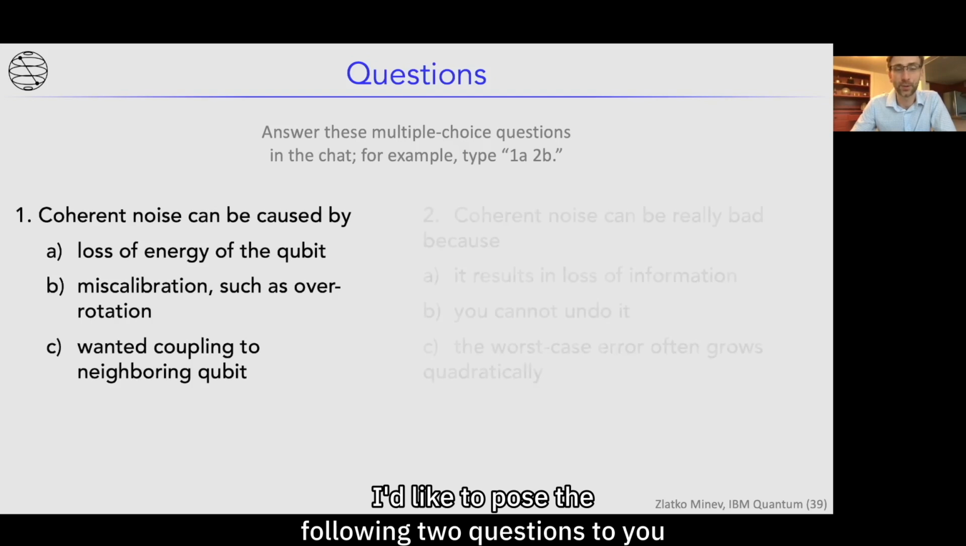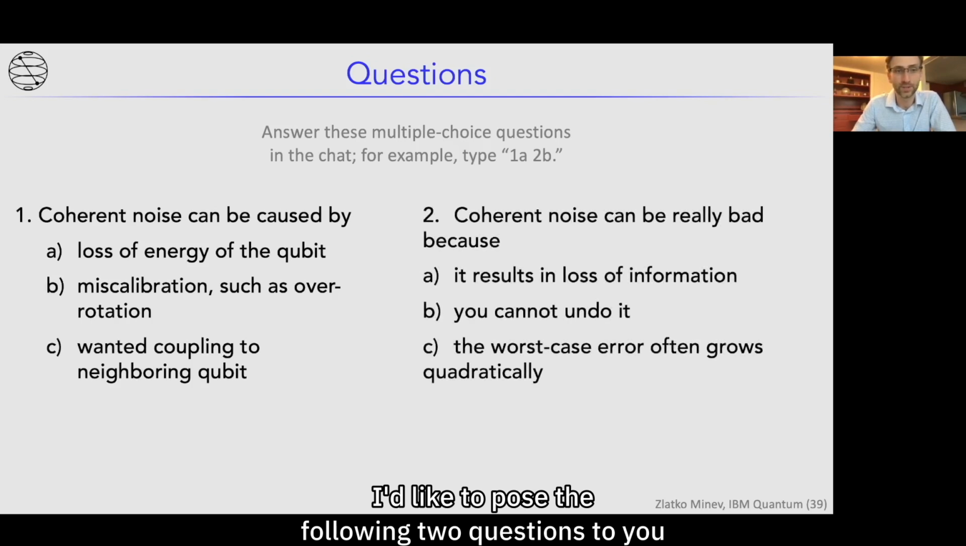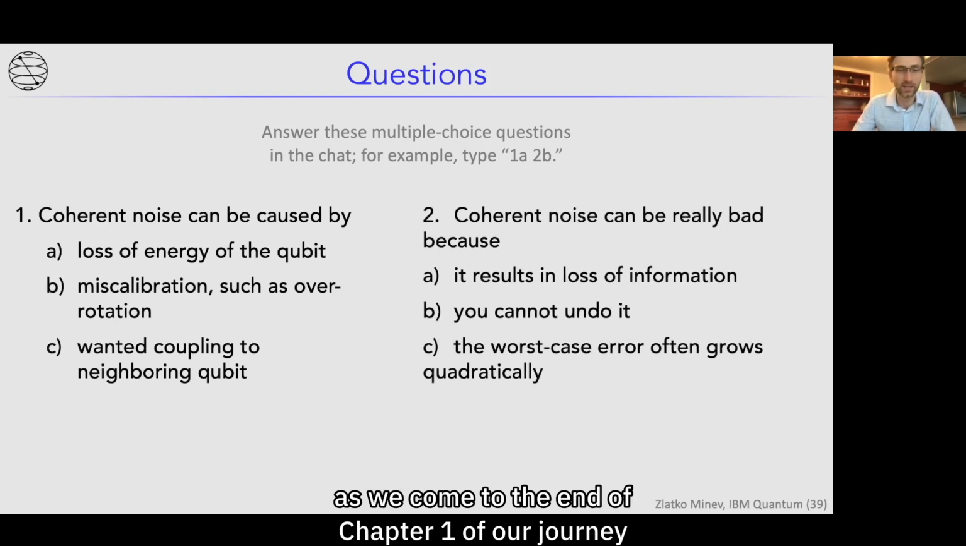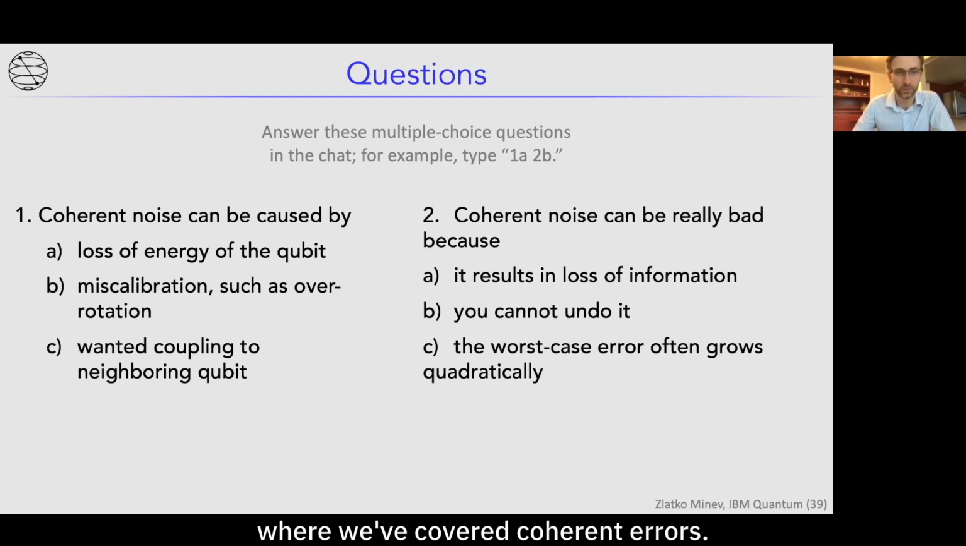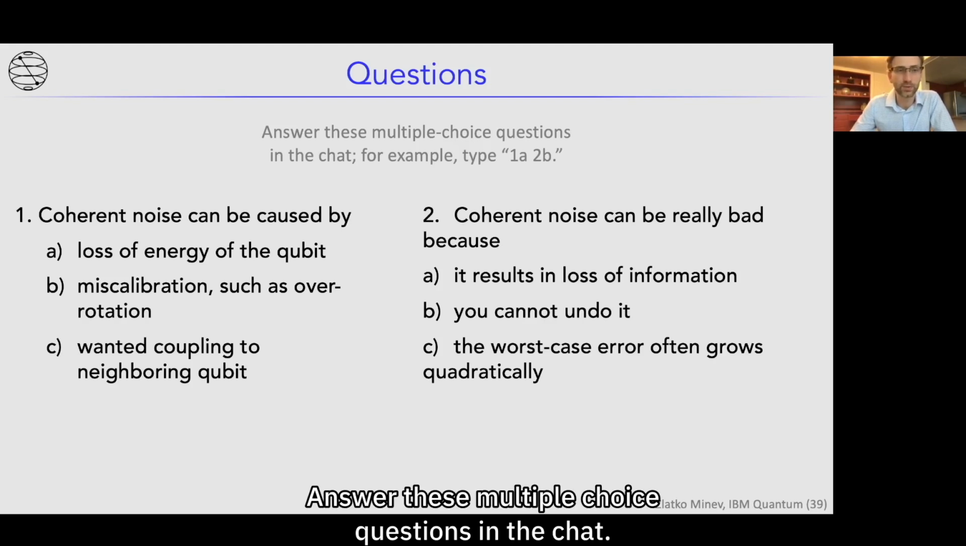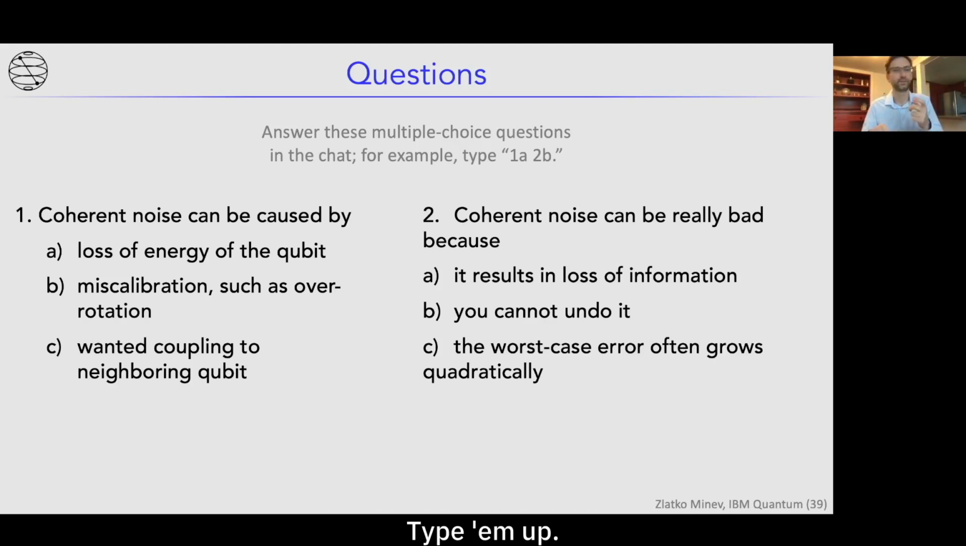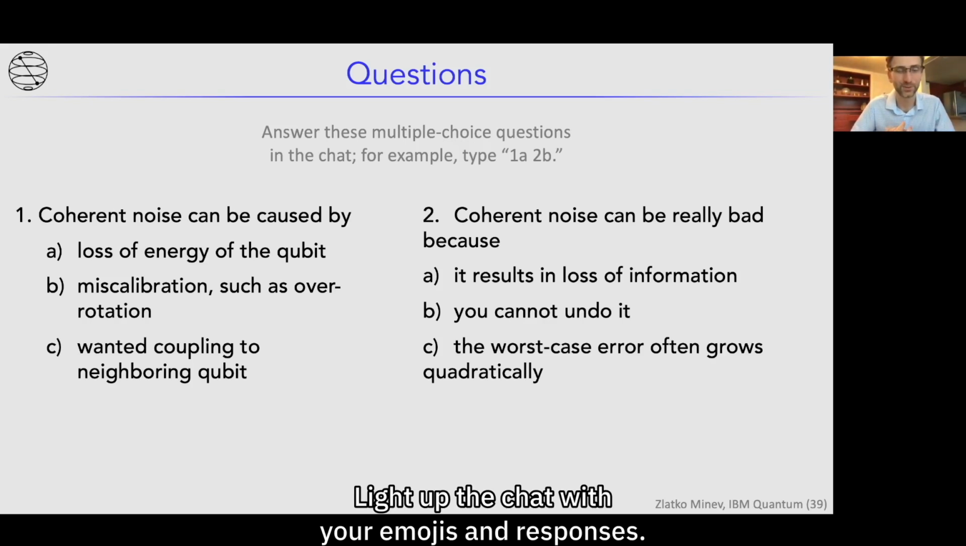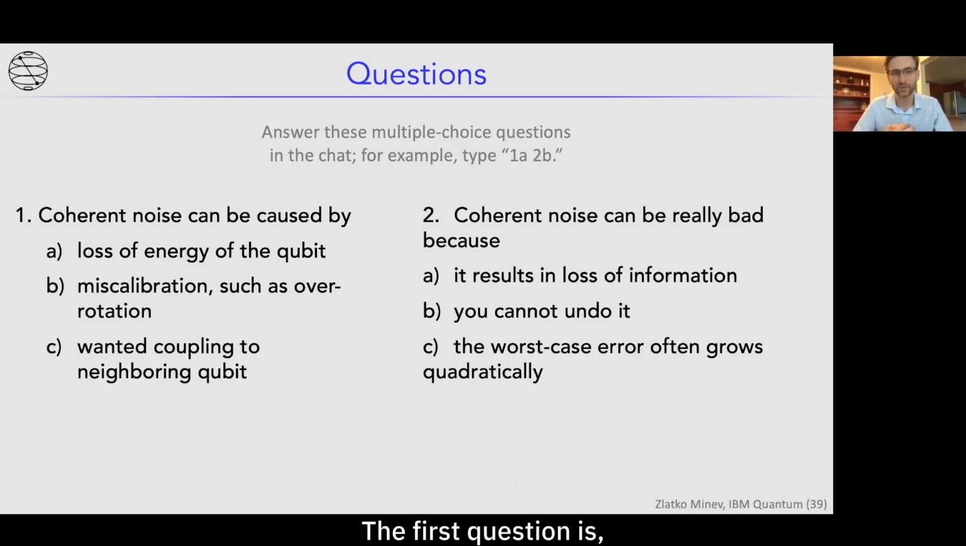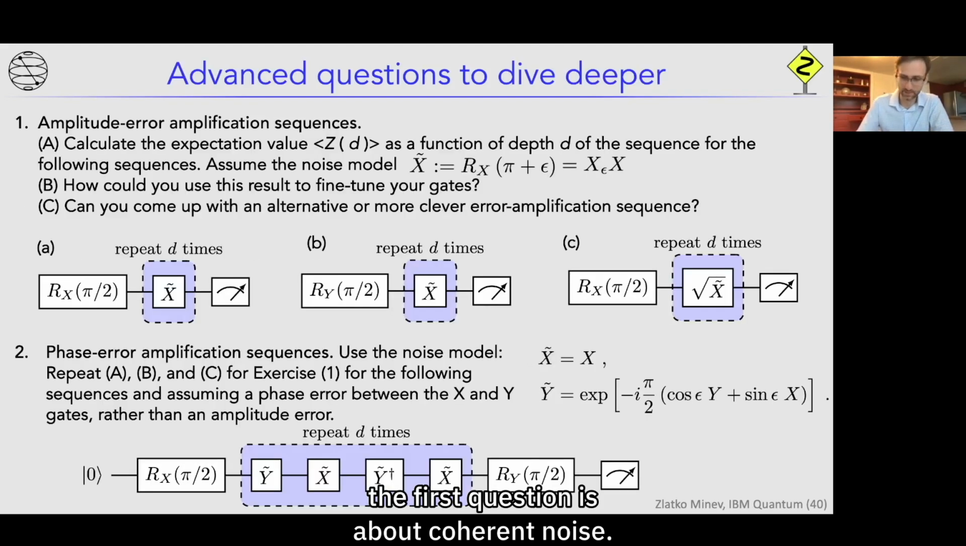So with that, I'd like to pose the following 2 questions to you as we come to the end of chapter 1 of our journey, where we've covered coherent errors. Answer these multiple choice questions in the chat. Type them up, light up the chat with your emojis and responses. I will give you the answers later. The first question is about coherent noise.